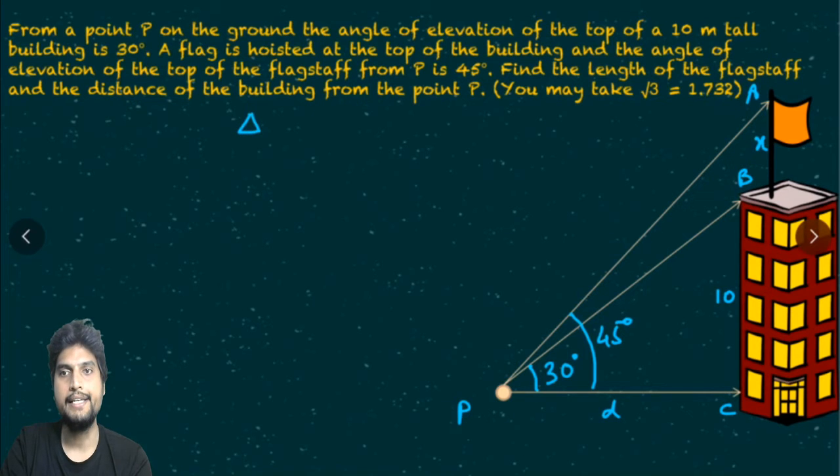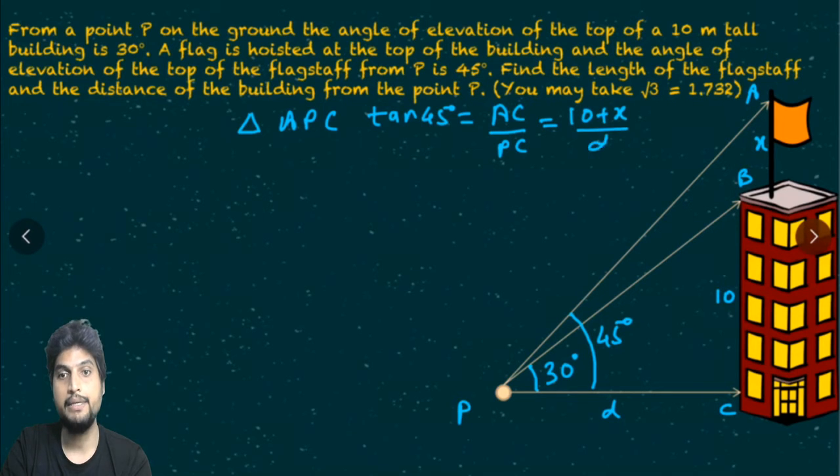So in the triangle APC, tan 45 degrees will be height upon base. Here the height is X, that is AC upon PC. This AC side is 10 plus X, and PC is the distance D. Tan 45 value is 1, so put 1 here. D will be 10 plus X.